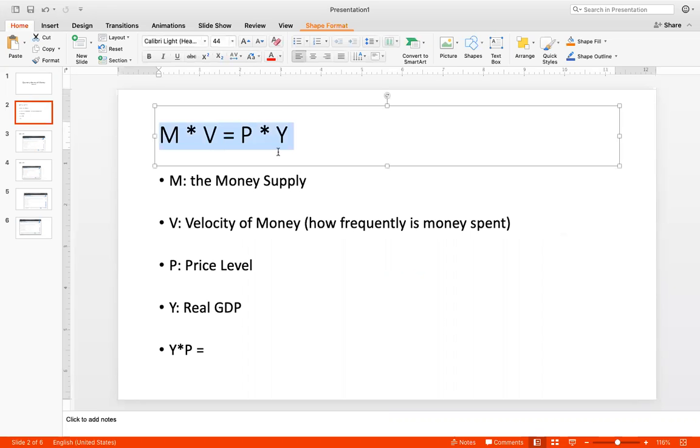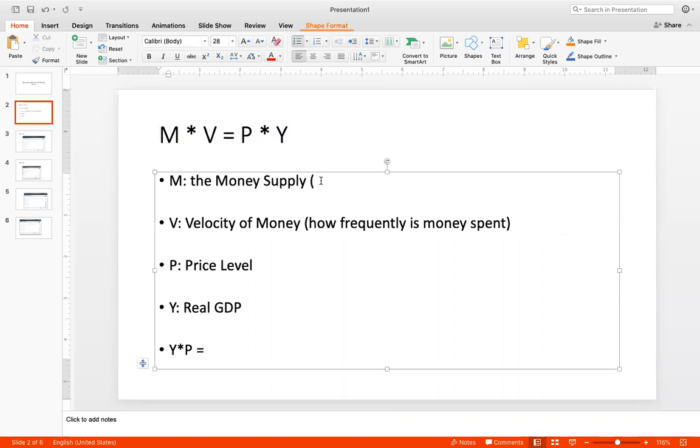MV equals PY. Well, what do these variables mean? M is the money supply. And when we're talking about the money supply, we're talking about M1 money. So the theory says that the Fed controls this. V is what we call the velocity of money, or how frequently, how quickly is money spent. So we have the amount of dollars we have times the amount of times each dollar is spent. So this left side says how much is the total value of the money we spent in a year.